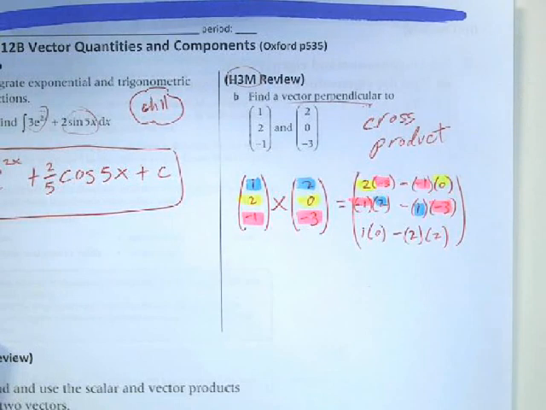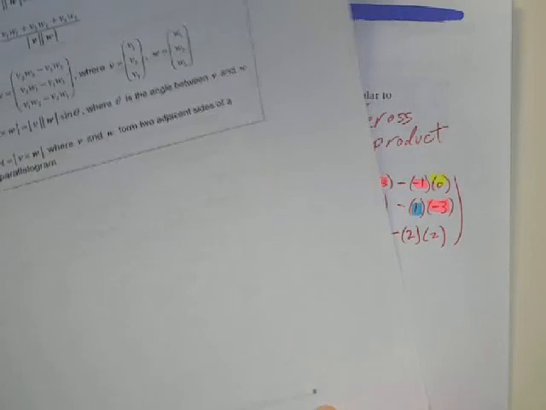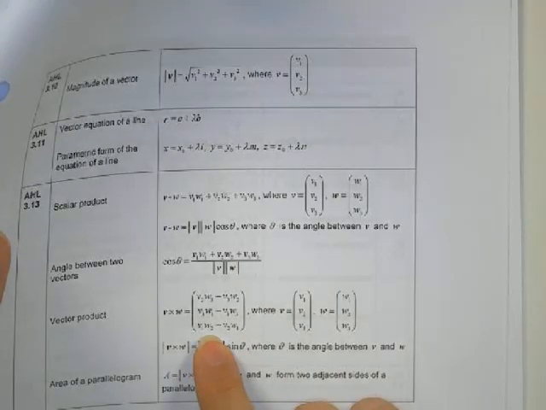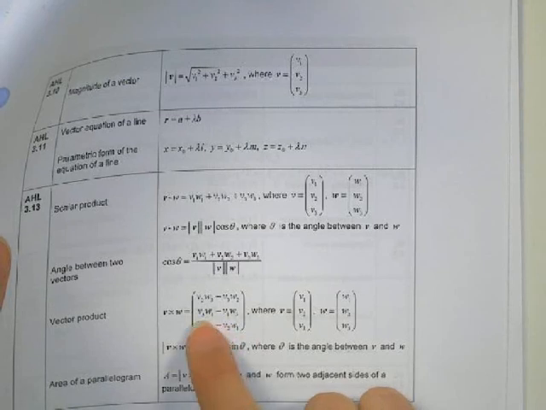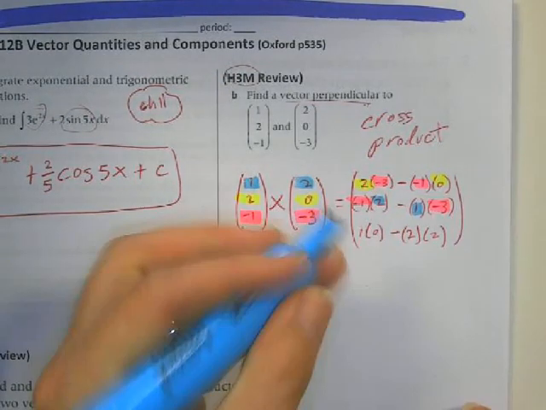Okay, and if you don't remember the order of which ones go where, you definitely should look at your formula packet. It's here on page 8 of your formula packet, and it tells you how to do cross product, just in case you forget the order of what goes where.